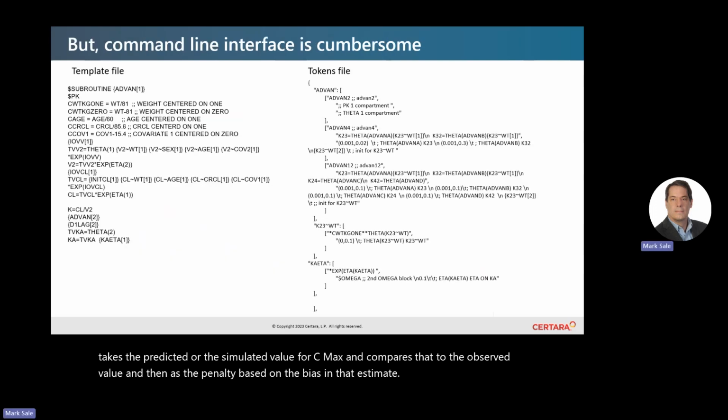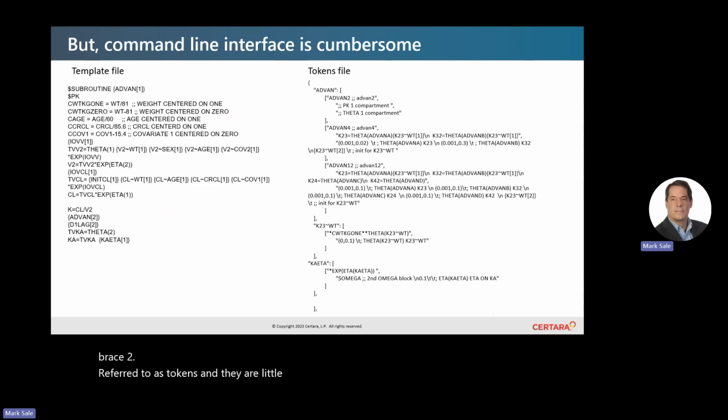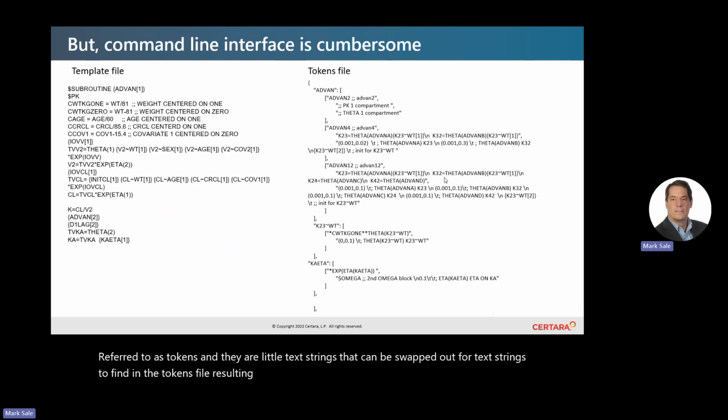The downside of the command line version of PyDarwin is that it's fairly cumbersome. There are 3 required files. 2 of them are shown here. On the left is the template file, which you'll recognize looks a lot like a NONMEM control file, except there are these strings, {advan[1]}, and down here, {advan[2]}. These are referred to as tokens, and they are little text strings that can be swapped out for text strings defined in the tokens file, resulting in different NONMEM control files and different models.